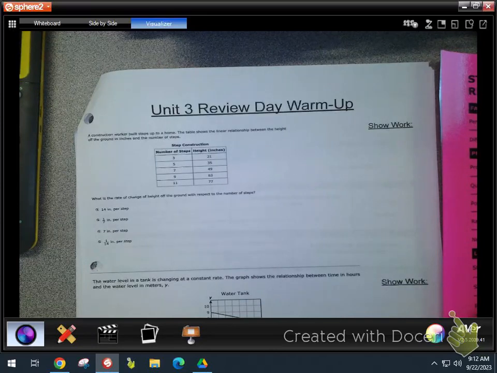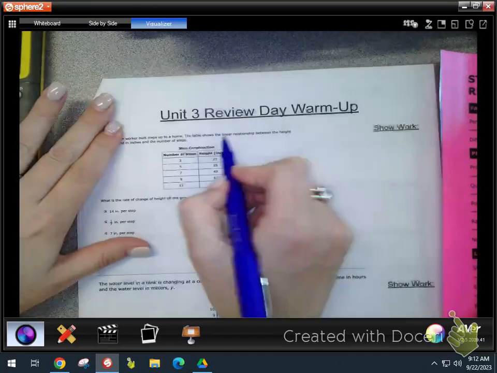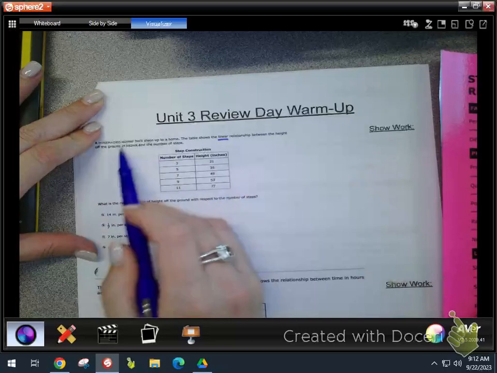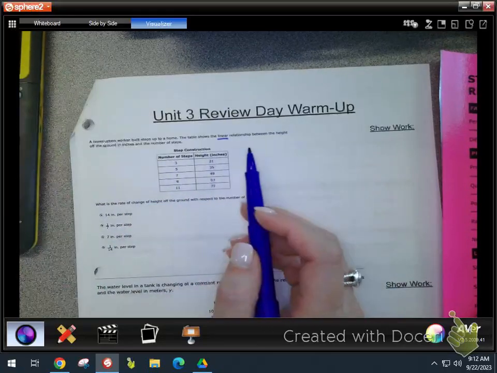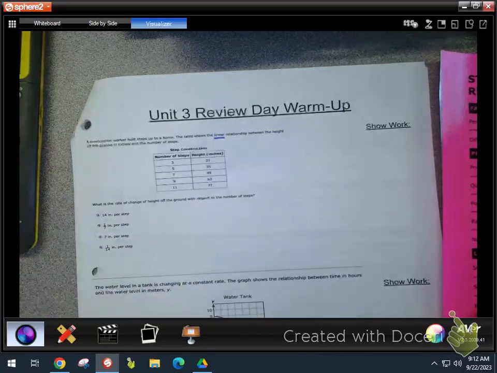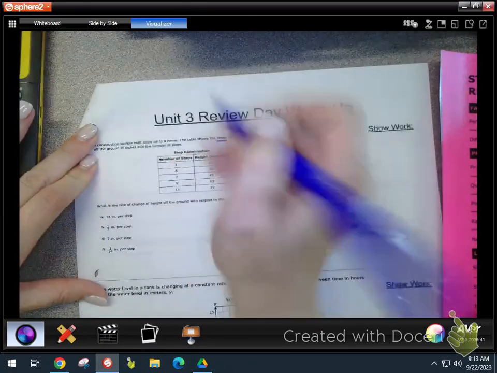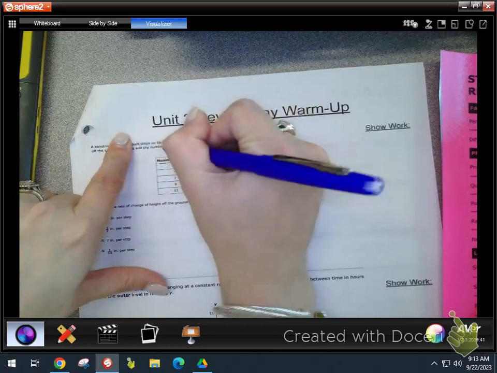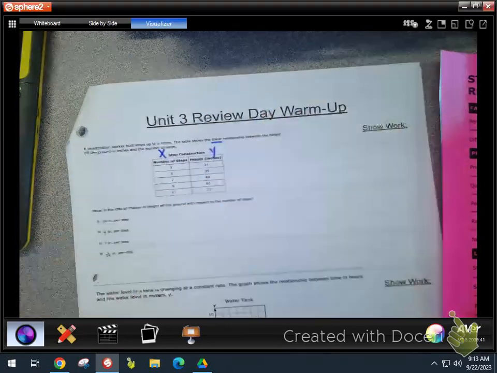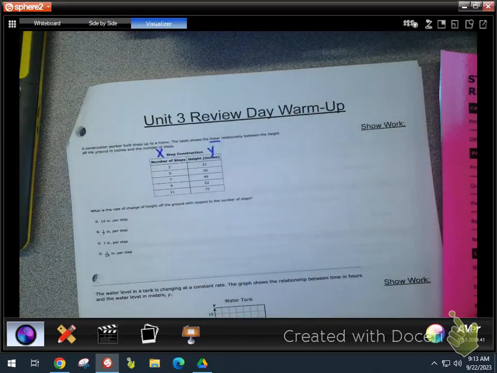A construction worker built steps up to a home. The table shows the linear relationship between the height off the ground in inches and the number of steps. So they gave you a table. Did they label it X or Y? No, but what do you guys know is going to be the number of steps? The left-hand side. That's your X's, and this is your Y's. Okay, so that's typically how our tables are set up. If they're vertical like that, if they're horizontal, our X's are on the top and then our Y's.